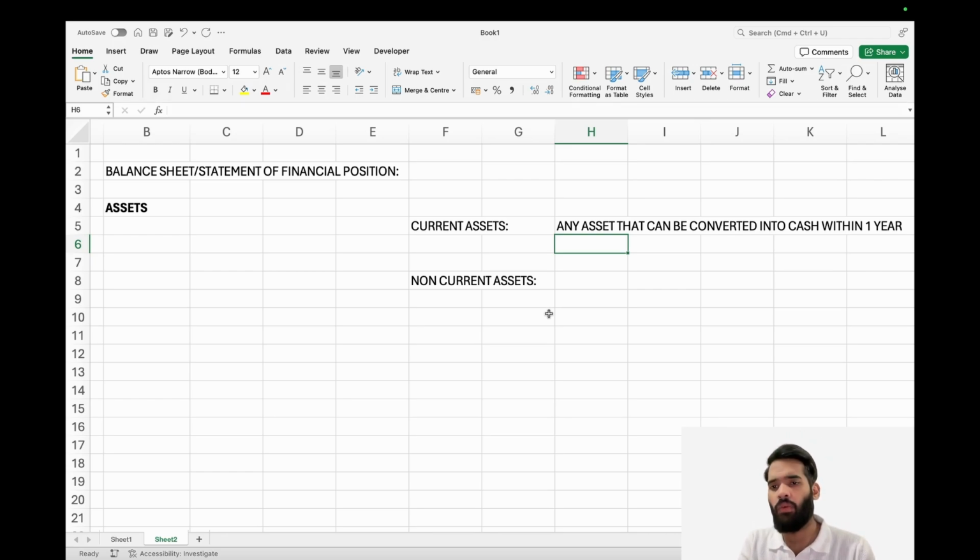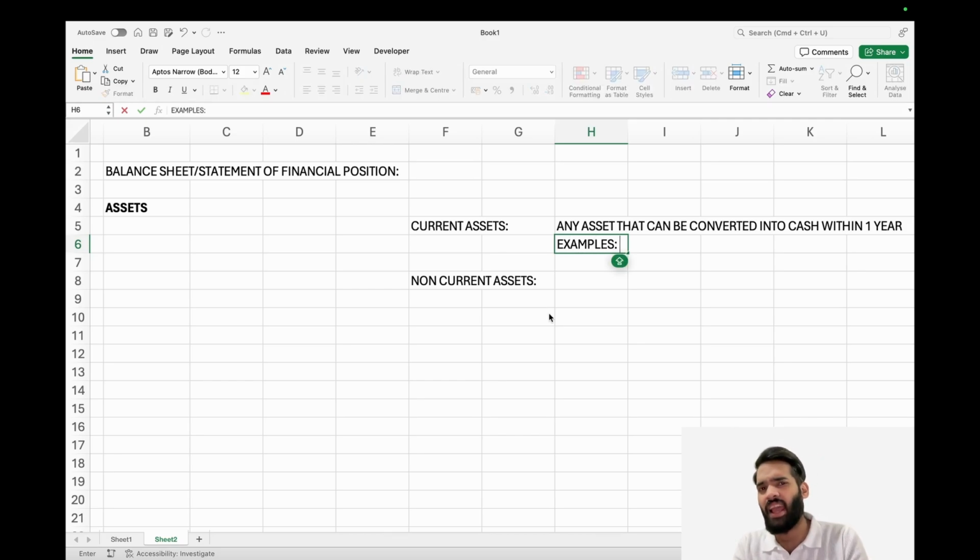So what are the examples of current assets? These examples you really do have to remember. It will happen automatically, or you can consciously make an effort to always have this in mind, to speed up the process of becoming great in accounting. So examples will be cash. It's already money, you know, I can use it within 1 year.